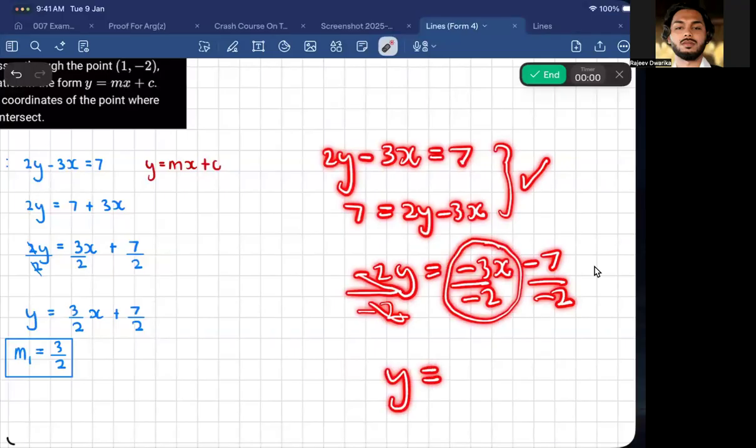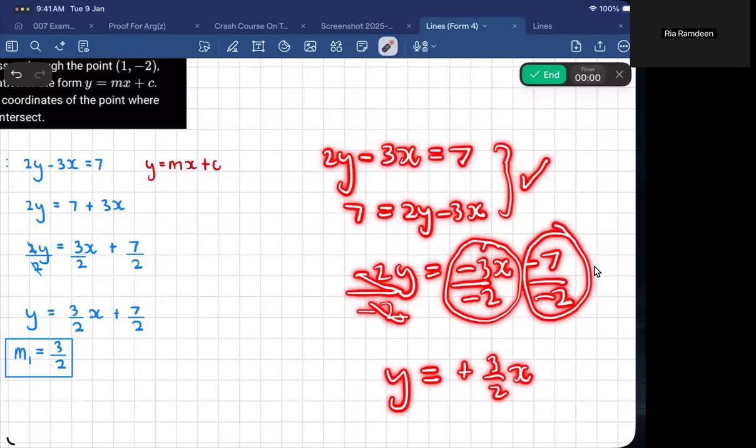What's negative 3 divided by negative 2? What's a negative divided by a negative? Positive. Right. 3 over 2x. And what's negative 7 divided by negative 2? Positive 7 over 2. Yeah, you got your answer.